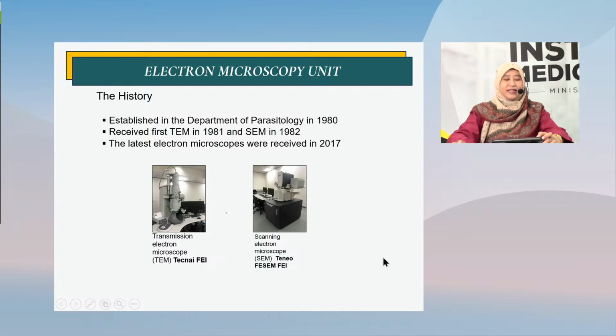So I will start my presentation with a brief introduction to our unit. The Electron Microscopy Unit, IMR, was established in 1980 under the Department of Parasitology, and we received the first equipment in 1981. Over the last 40 years, the equipment has been replaced a few times, and the latest was in 2017. Right now we have one unit of TEM, one unit of SEM, and a manpower of 7 people, all ladies.